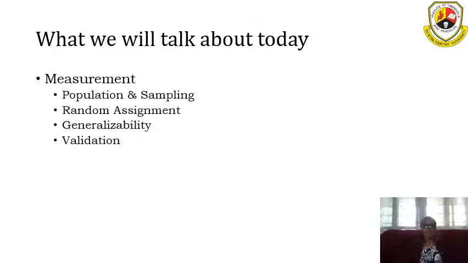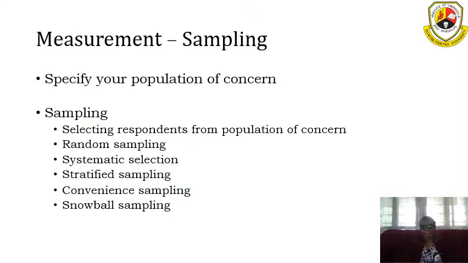So what are we going to talk about? We're going to talk about sampling. That's one of the design methods. Then random assignment, which will be at a minimum level, and then generalizability and validation. Those are the areas that we shall talk about. So let's start our discussion on sampling.